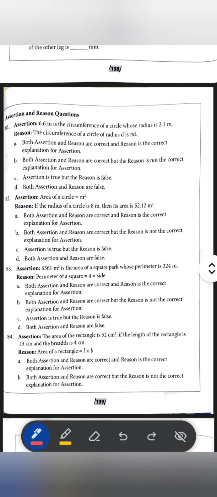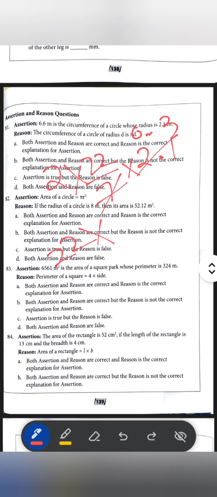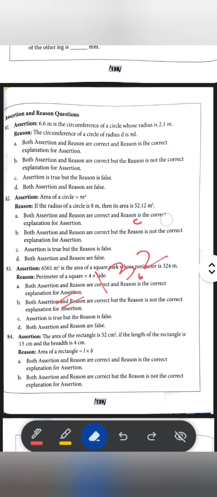Start discussing this assertion and reason based question. Question number 81. Assertion has been given as 6.6 meter is the circumference of a circle whose radius is 2.1 meters. So let's check that one. 2 into 22 by 7 into 2.1. So 7 0.3 and 22 into 2, 3 2s are 6, 0.6. It should be 132. So 13.2, not 6.6. So here assertion is false. Okay, this one is false.